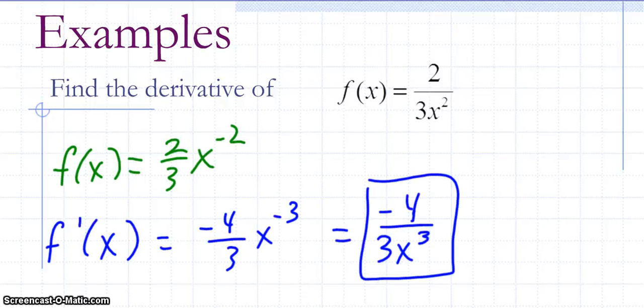Alright, so first I want to rewrite 2 over 3x squared as 2/3 x to the negative 2. Now I can use the power rule, so I can bring down the negative 2 and multiply it by the constant here. So negative 2 times 2/3 is negative 4/3, and then reduce the exponent by 1. So negative 2 minus 1 is negative 3. So I have negative 4/3 x to the negative third. I can rewrite that as a positive exponent as negative 4 over 3x cubed. So that is my derivative.